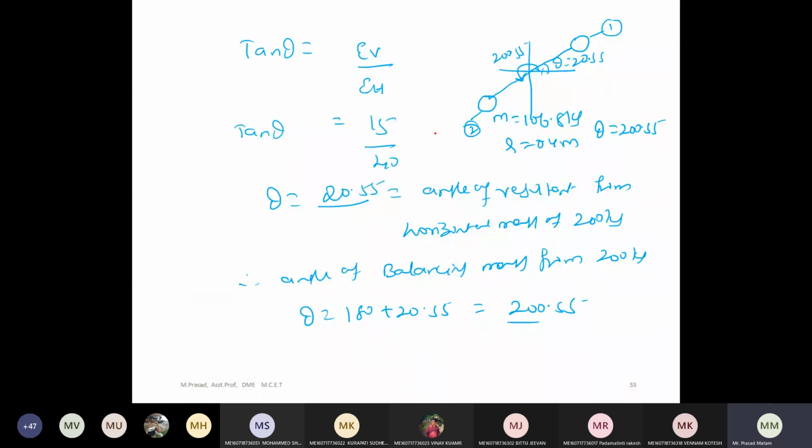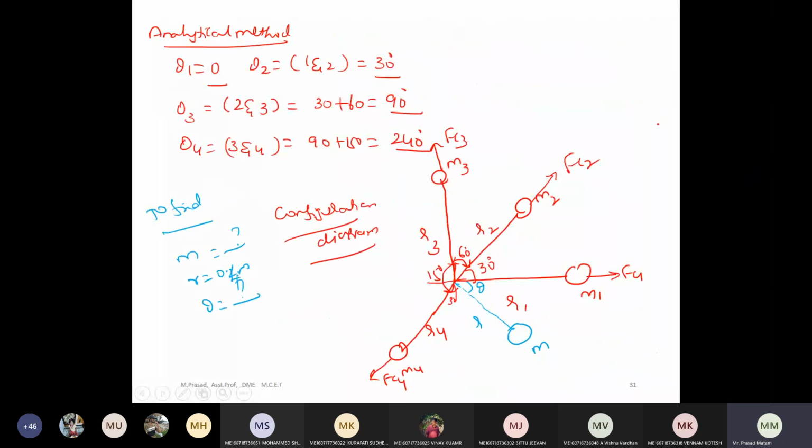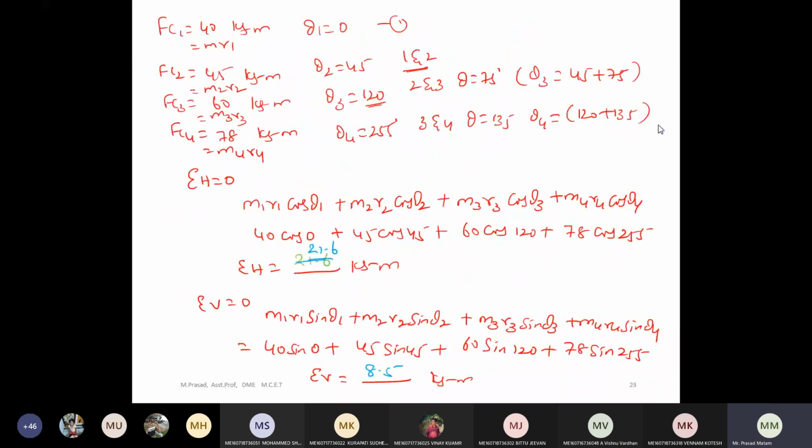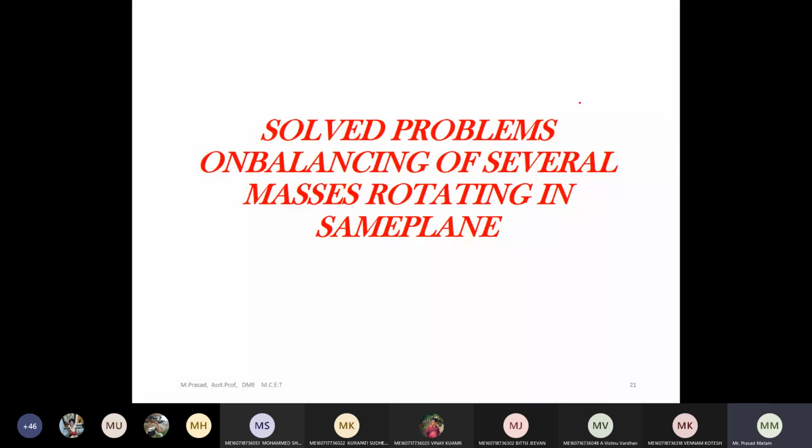In the afternoon, I would like to solve the balancing of several masses rotating in several planes. So now I have solved the problem related to the balancing of several masses rotating in the same plane. You can see here the title also: balancing of several masses rotating in same plane. Only one plane we have solved. Now the same problem, if it is the balancing of several masses rotating in several planes, how to solve this? Okay, that I would like to do in the afternoon.